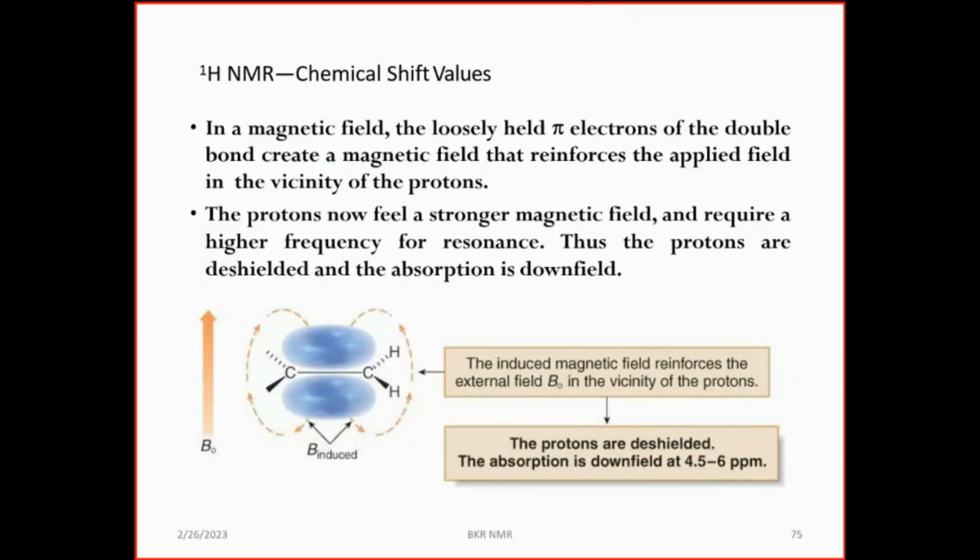Same for the alkene. In an alkene, you have the electrons in the pi bond that generate a pi electron current. This pi electron current generates a secondary field, and near the hydrogen, again, it reinforces the external field. So here the external field is up. Because of the reinforcement, it is experiencing more field. Therefore it gets de-shielded, downfield.